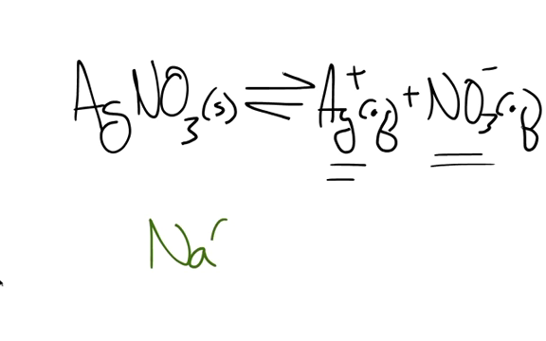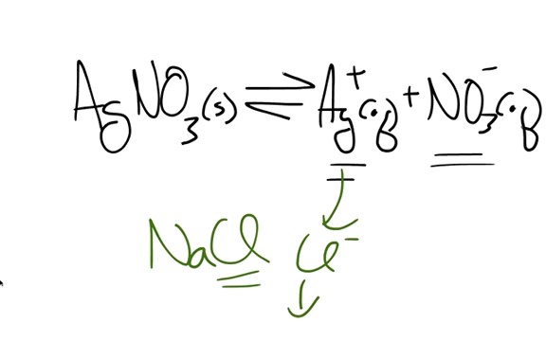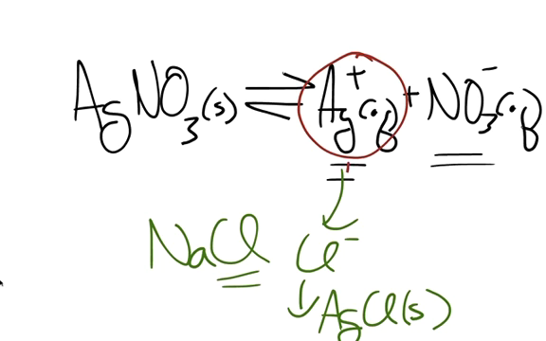If we add some sodium chloride to it, we'll introduce chloride ions into the solution. Those chloride ions will react with the silver and will precipitate out silver chloride as a solid. Thereby, we're removing it from the equilibrium. Well, like we said on the other example, if I remove this from the equilibrium by precipitating it out, then my equilibrium will have to shift to replace that concentration.